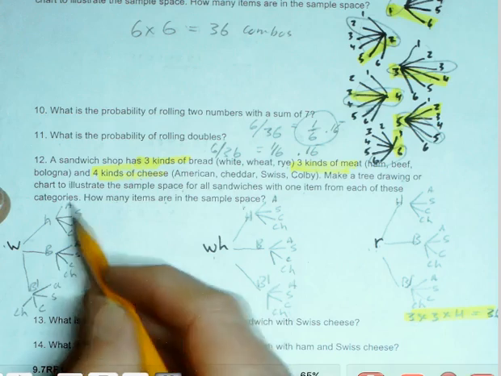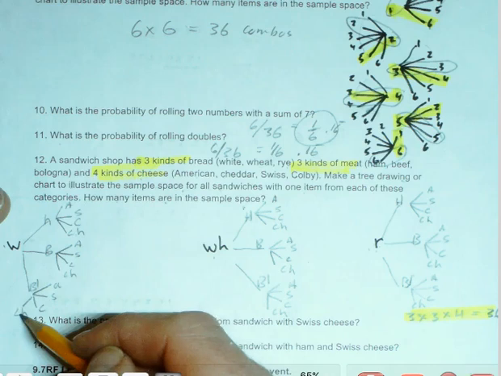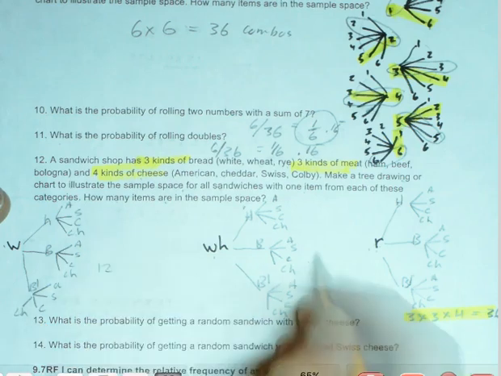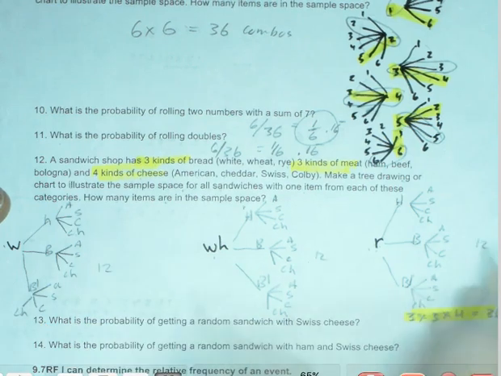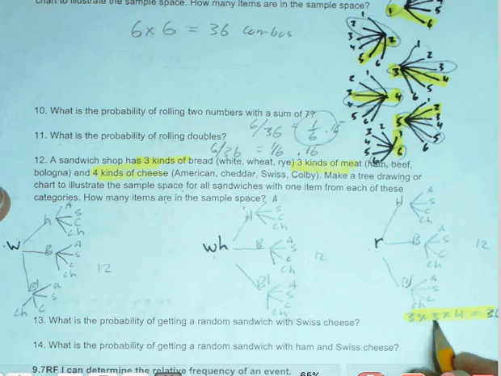Well, looks like I've got 4 here, 4 here, and 4 here. So that looks like 12, 12, and 12. It looks like a total of 36. I can also multiply it this way. Here's the number of breads, here's the number of meats, and here's the number of cheeses. 3 times 3 times 4. There's my sample space again of 36.